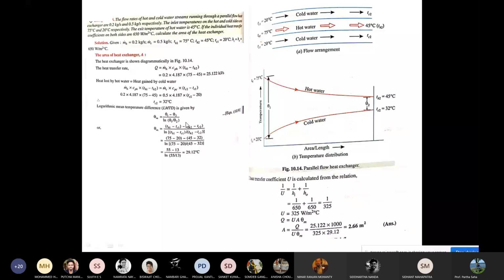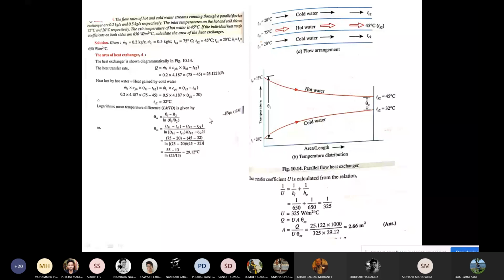Now, this is a parallel flow heat exchanger, running through parallel flow. So the expression will be theta m equals (theta 1 minus theta 2) over ln(theta 1 over theta 2). But this theta 1 is the inlet temperature difference. For parallel and counter flow, it will be different, so please look into this matter. For parallel flow, it will be Th1 minus Tc1, theta 1. But for counter current, it will be Th1 minus Tc2, because in counter current the cold fluid comes from right to left, and the hot fluid goes from left to right.